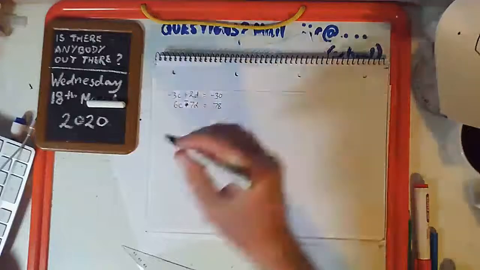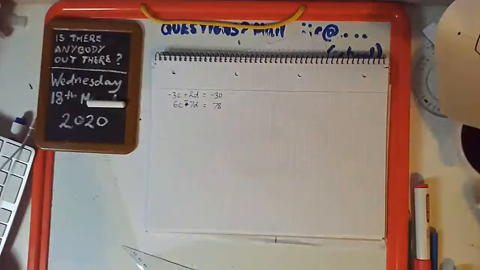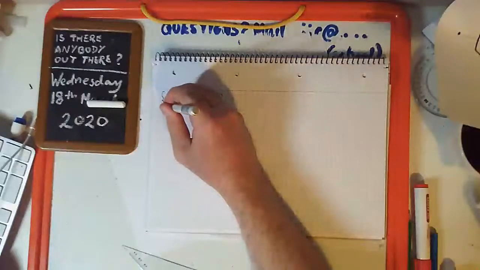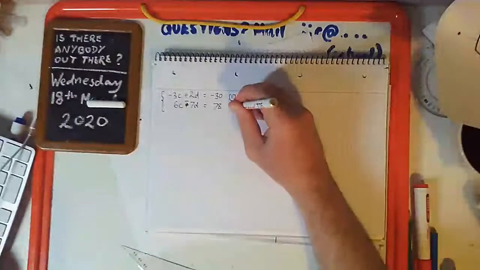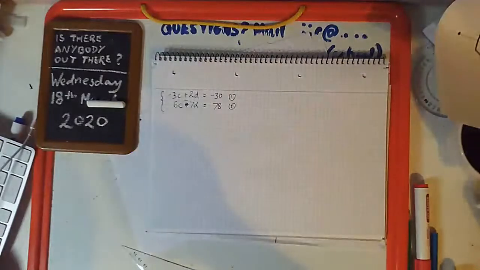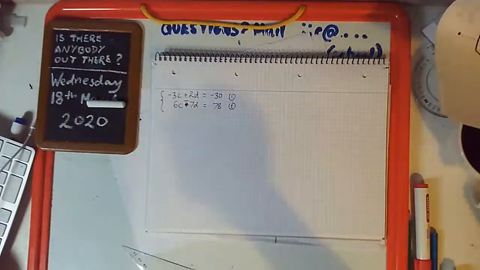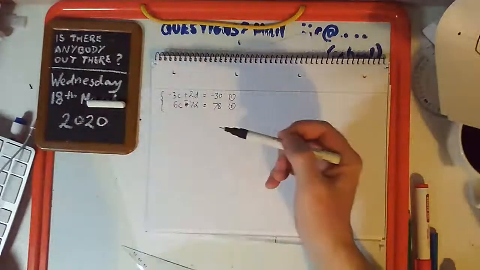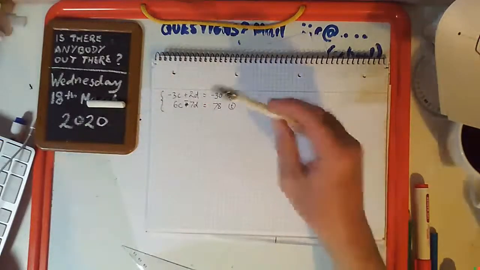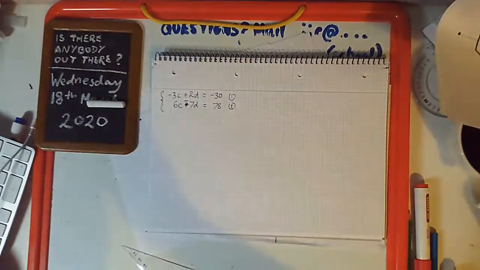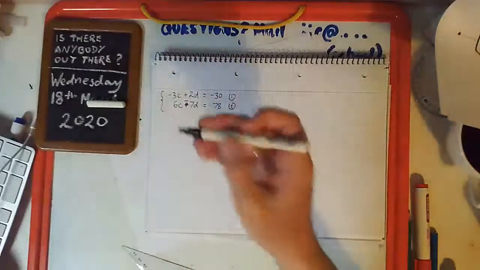So we've got to figure out what C and D are. The whole thing with simultaneous equations is that those are a pair. I'm going to label them 1 and 2. The whole thing is we've got to figure out a value of C and D that works in both. And a classic way of doing that is by elimination, which means making something the same in both equations. So here I've got a minus 3C and I've got a plus 6C. So I notice that 3 goes into 6.